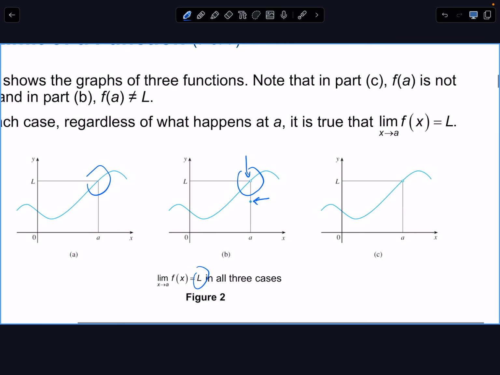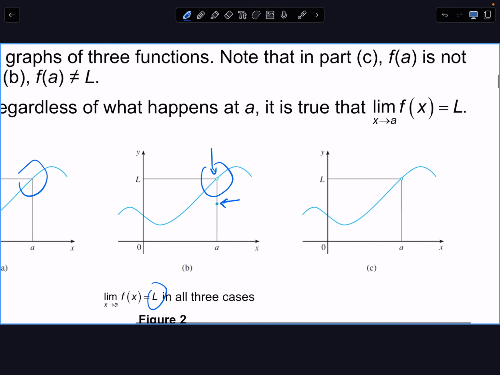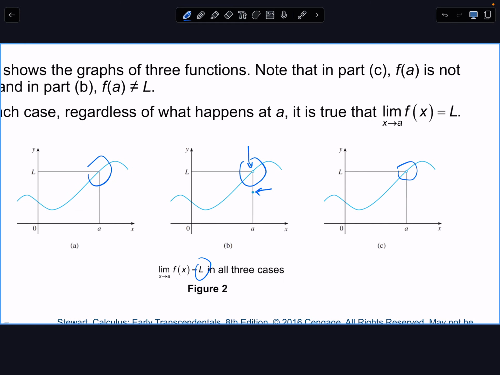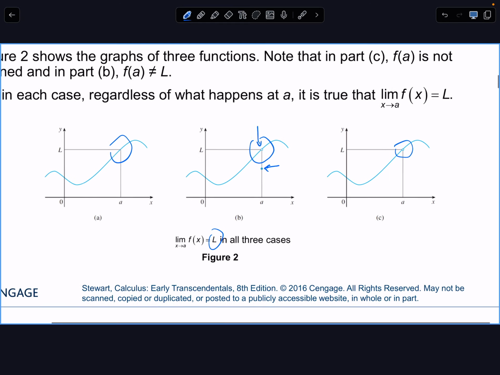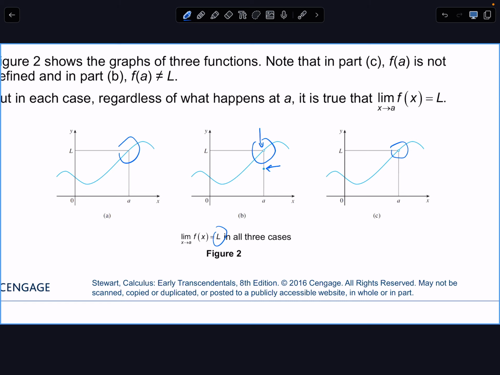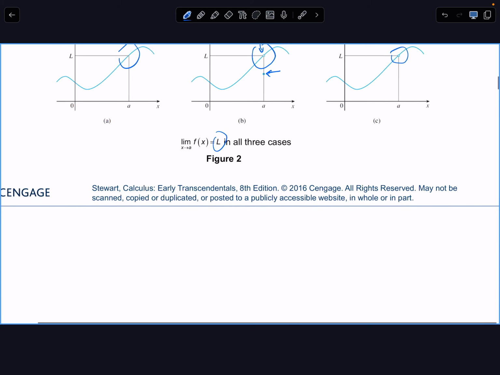Okay, and then finally, there's no value at L. In fact, there's no value at a anywhere, right? f is not defined at a, is what we say. But again, it's okay. It still has a limit at L. So it's okay if there's nothing there, because it's still approaching L.